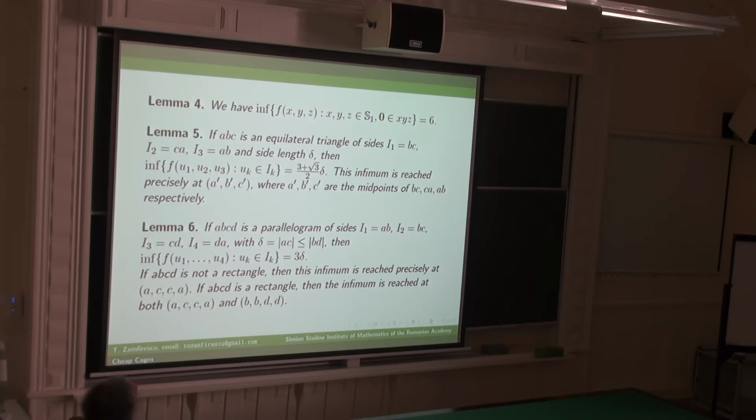Something similar for a parallelogram. A parallelogram with diagonals small delta, the smaller diagonal, and big delta, has this infimum 3 delta. The infimum is taken over 4 points running over the 4 sides. Yeah, the infimum is reached precisely at its two opposite vertices. And if it is a triangle, you have, of course, 2 such positions.